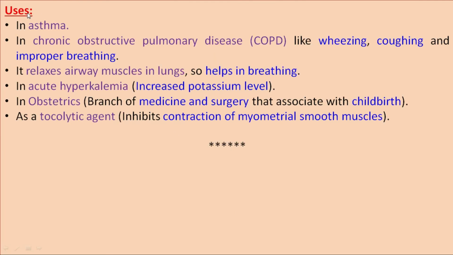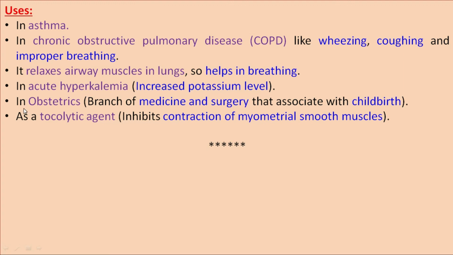Next is uses. Salbutamol can be used in the treatment of asthma. It can be used in the treatment of chronic obstructive pulmonary disease, in short COPD, like wheezing, coughing and improper breathing. It can relax airway muscle in the lungs, so it can be helpful in the breathing. It can also be used in the treatment of acute hyperkalemia. Hyperkalemia means increase in the potassium level.